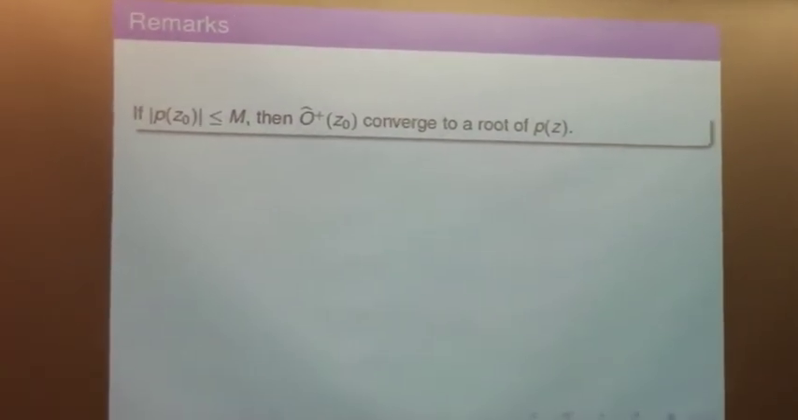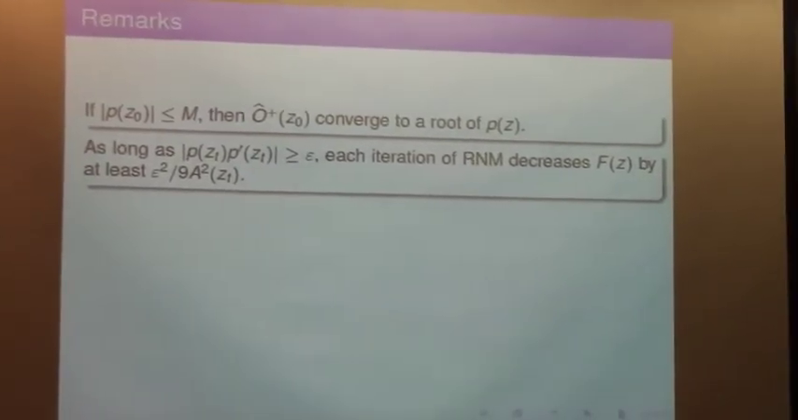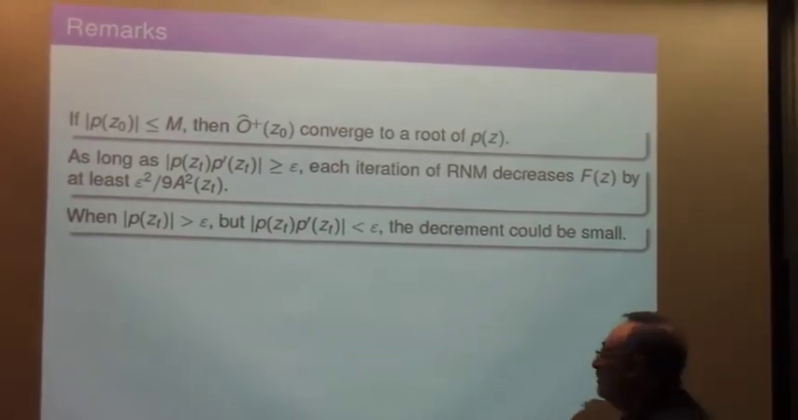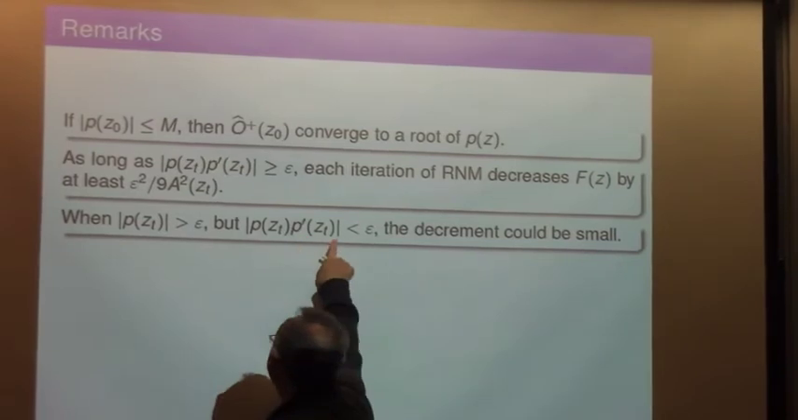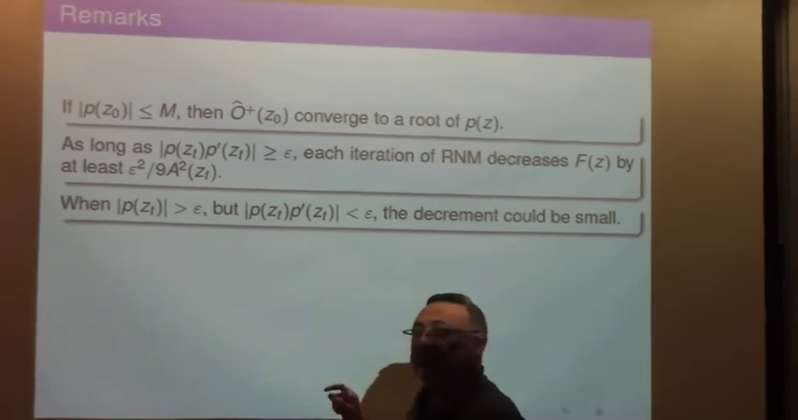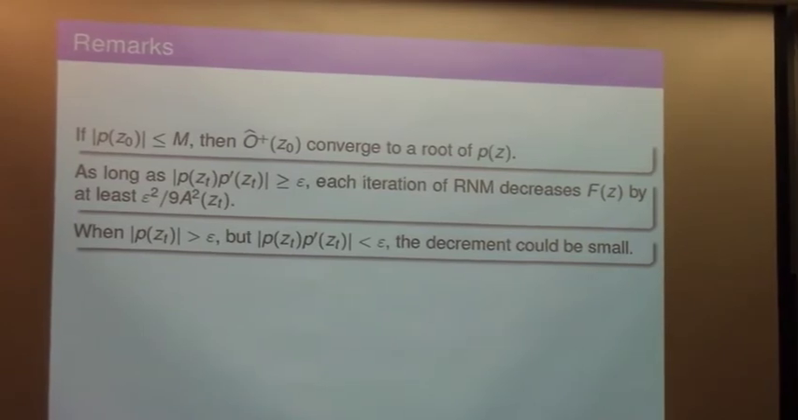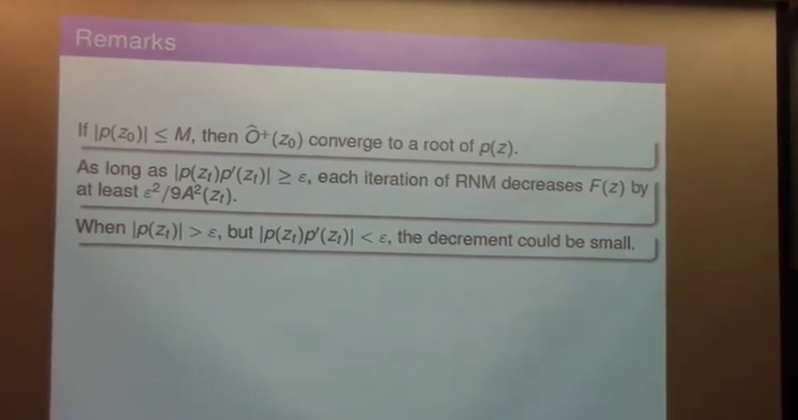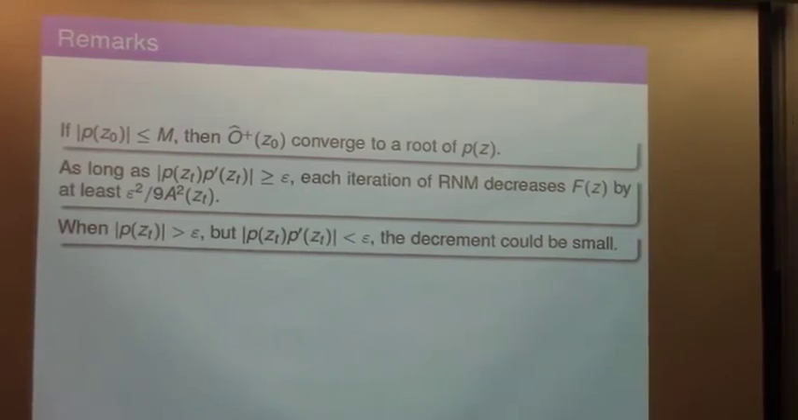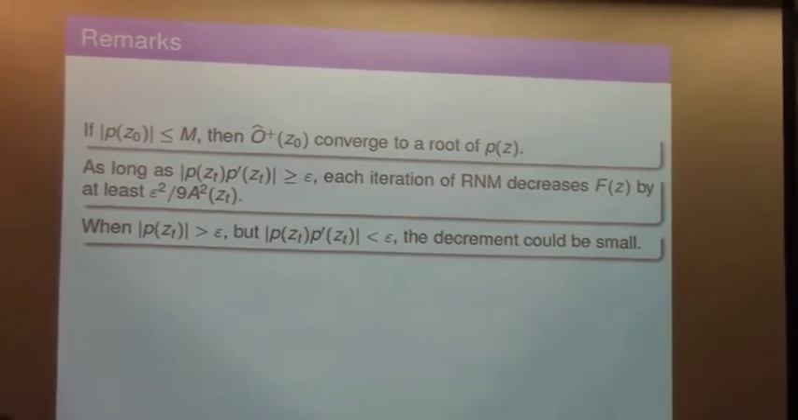So if the modulus of P of z is less than or equal to m, then this converges. And as long as this is bigger than or equal to epsilon, each iteration decreases by at most that much. Now the problem could happen that this is bigger than epsilon, but the next is less than epsilon. This is the problem. I don't want to get into details of that, but one of the shortcomings of this geometric modulus principle is that it only defines it at critical points. What if a point is near critical? Well, the remedy is to treat it like a critical point.